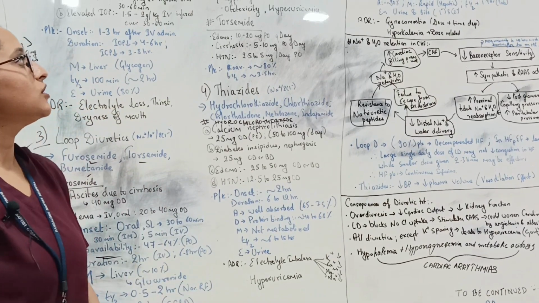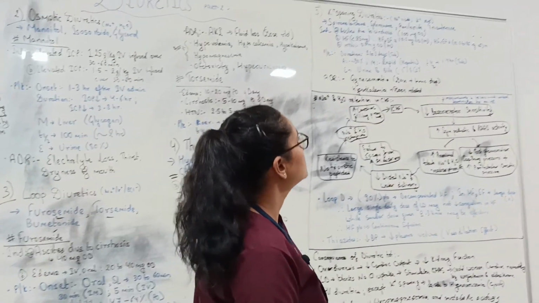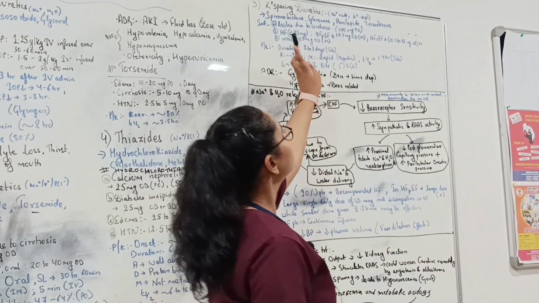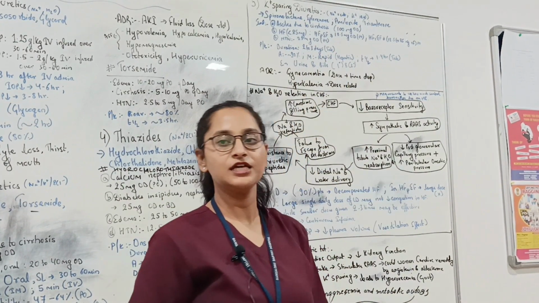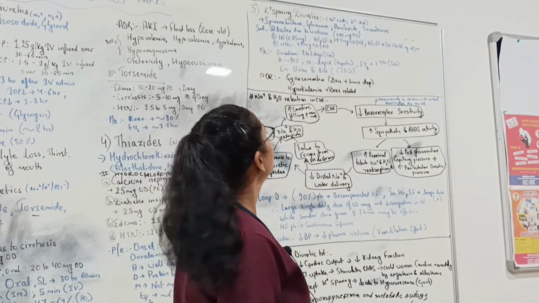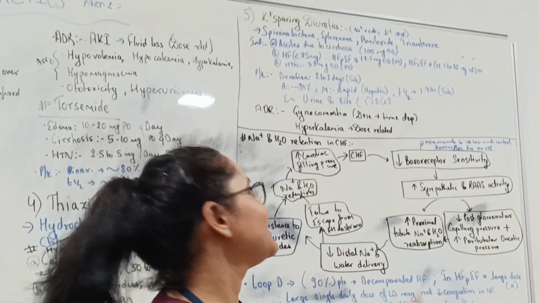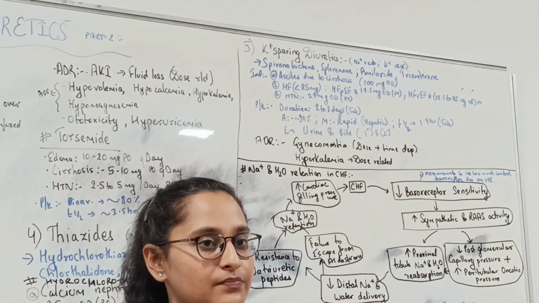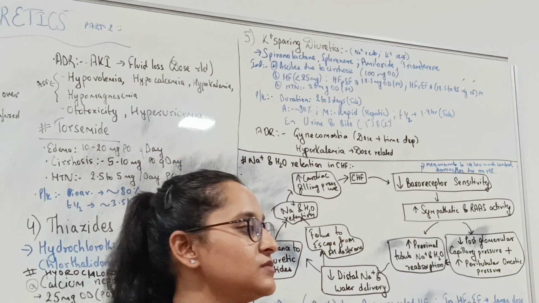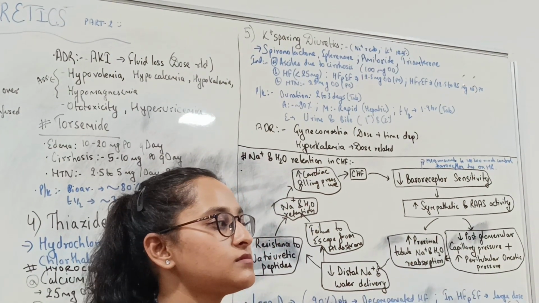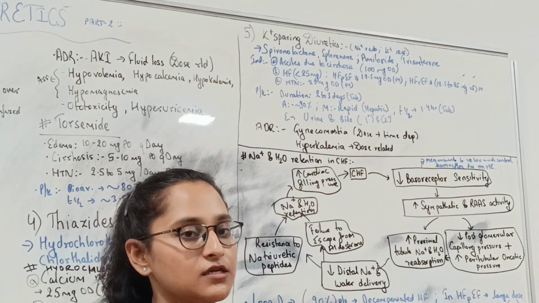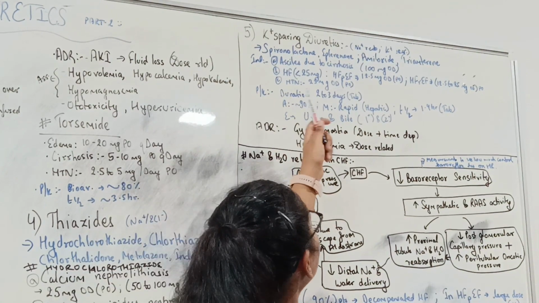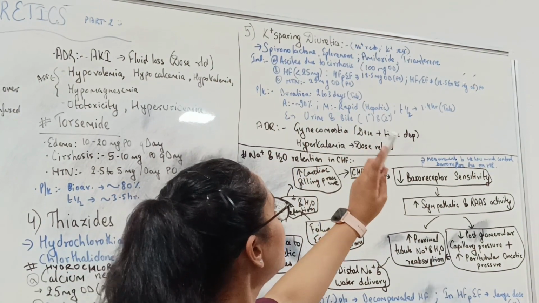Right. Now coming to potassium sparing diuretics, the inhibitors of sodium reabsorption and potassium secretion. Where do they act? The late DCT and collecting duct. The drugs are spironolactone, eplerenone, amiloride, and triamterene.